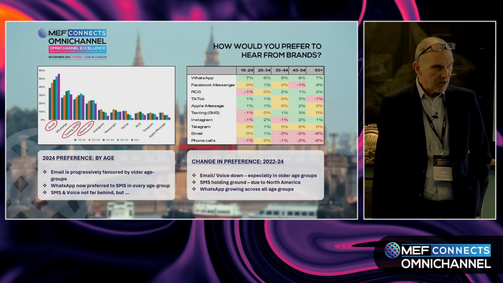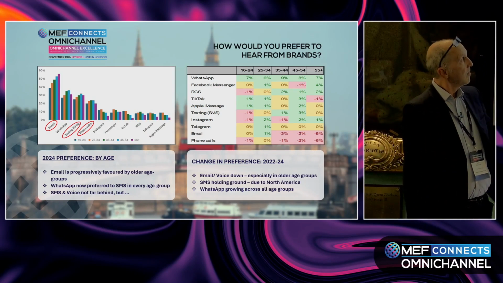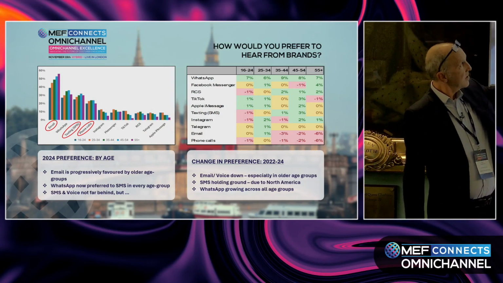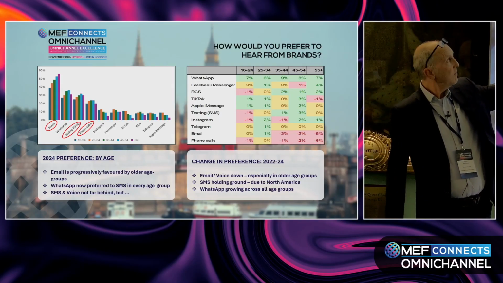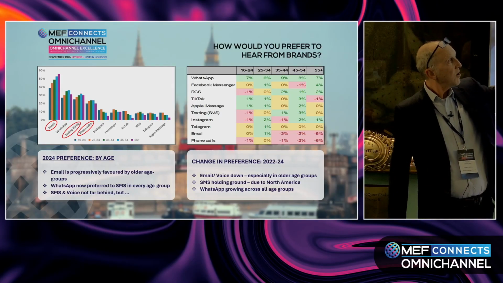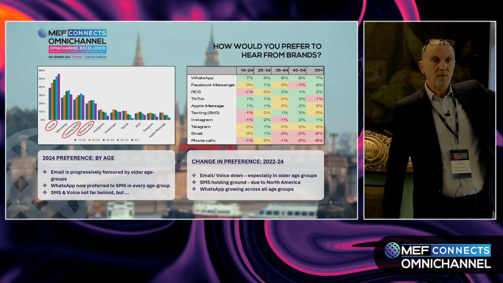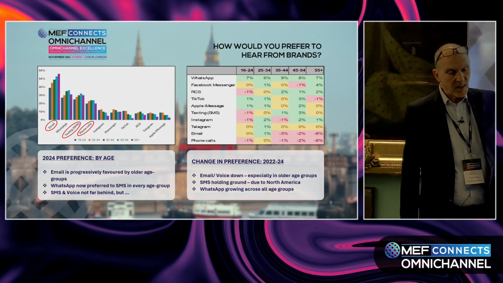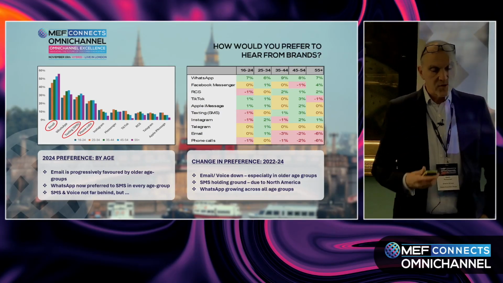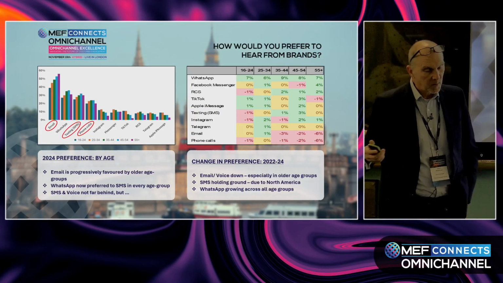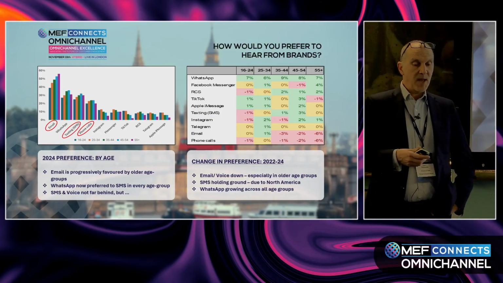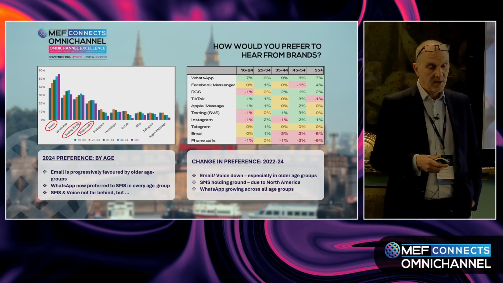You can see email here is progressively favoured. Up here, these are different age groups, if you can't see: 16 to 24, the first band, 25 to 34, 35 to 44, 45 to 54, 55 and over. So email is progressively favoured by older age groups. WhatsApp is now preferred to SMS in every age group.